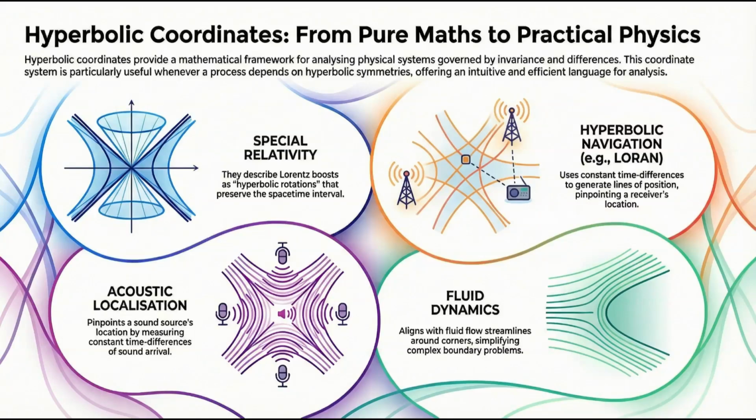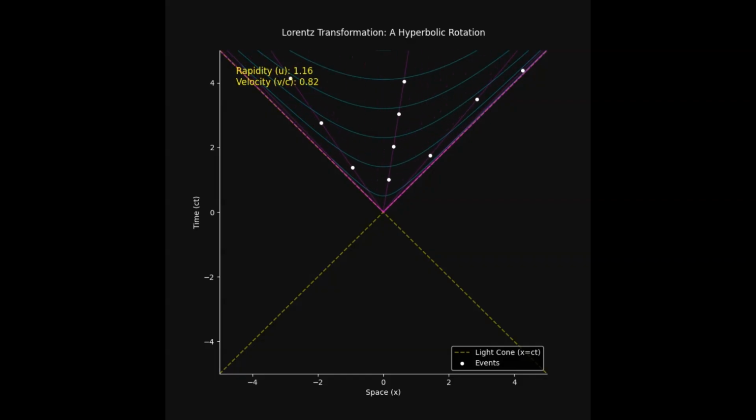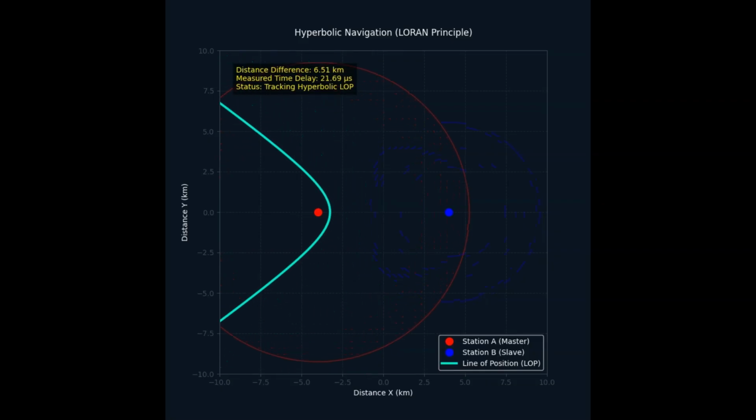This is the brief on hyperbolic coordinate systems. So what we're doing here is unpacking the math framework for systems governed by invariance. And this isn't just abstract theory. It's the exact language needed to solve problems in special relativity and fluid dynamics.